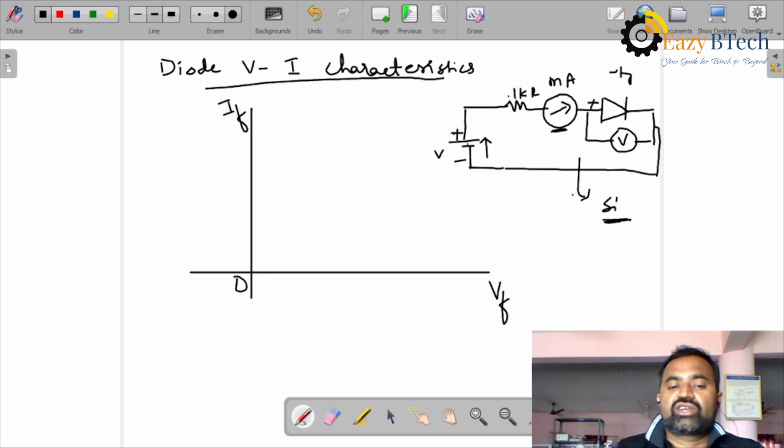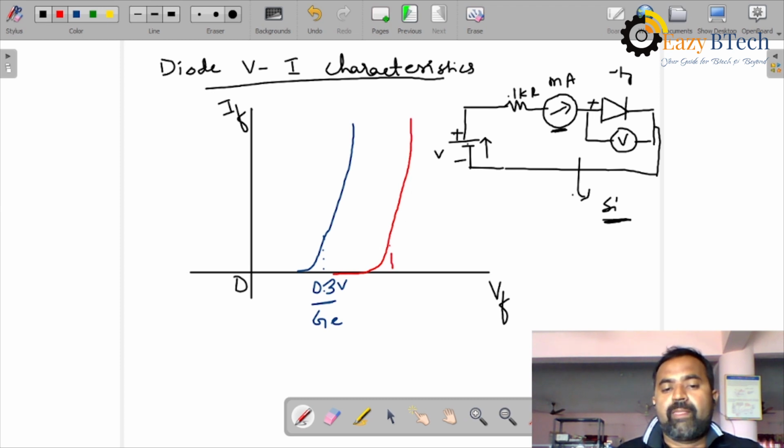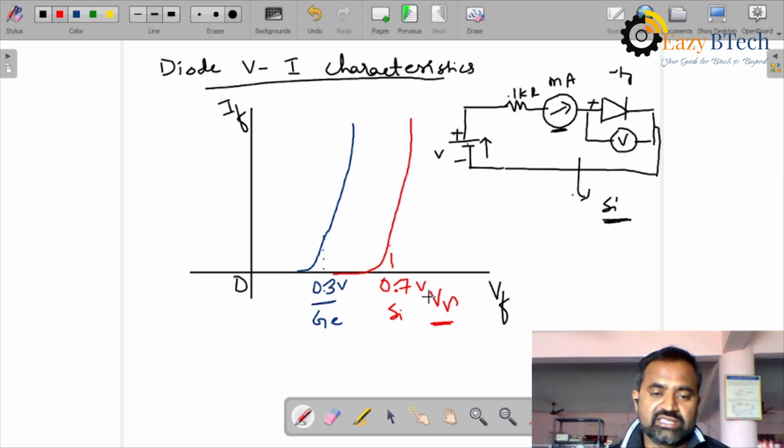Now when it starts conduction, the cut-in voltage of the diode is, suppose if it is a germanium, the cut-in voltage of the germanium is 0.3 volts. If you take it as a silicon, for a silicon diode, the cut-in voltage is 0.7 volts. This we will call as a cut-in voltage. This is a forward bias characteristics.